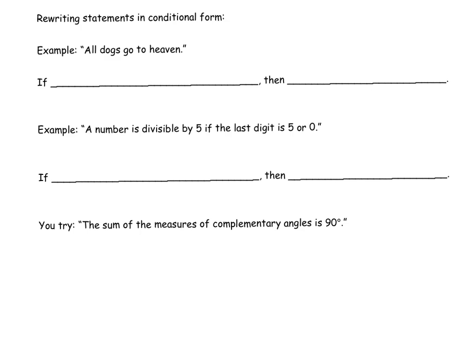It's saying that all dogs go to heaven. So I need to see something about if an animal is a dog, what happens to it? Well, it just goes to heaven. So I'm going to say if an animal is a dog, then it goes to heaven.